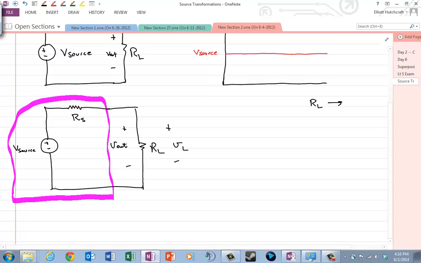That's why I called it RS. Let's say that we have current IL flowing there. We can figure out what V out, or VL, is with the simple voltage divider law. V out is equal to VL, which is equal to RL over RL plus RS times V source.